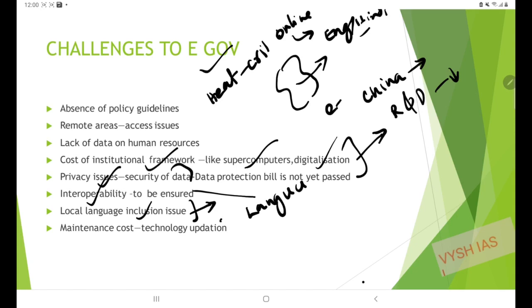Then even if we are setting up the infrastructure, the maintenance cost is very big, because since this is dealing with digital infrastructure, we have to constantly upgrade the technology, as issues like viruses and cyber attacks are there. This infrastructure is prone to such cyber attacks. So we have to take ample care in maintaining that also.